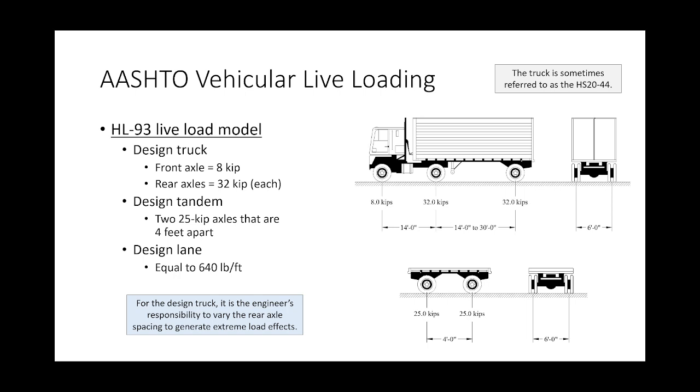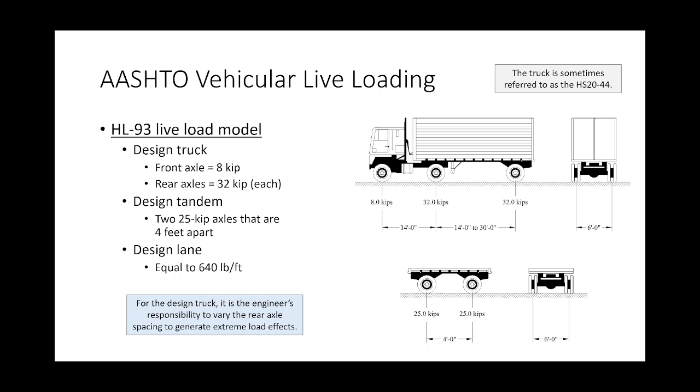Now, for the design truck, it's actually the engineer's responsibility to vary that spacing in order to produce the worst effects. However, 999 times out of 1,000, I'm just curious, what do you think? What do you think is the worst case scenario, if this is 30 feet or if this is 14 feet? 14, that's 100% right, because if you have a bridge and you want to generate the worst case effects, it sort of makes sense to lump all those loads together rather than spread them apart. Does that make sense?